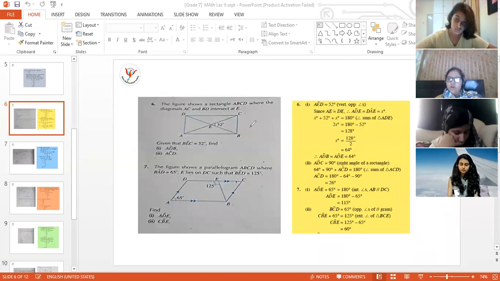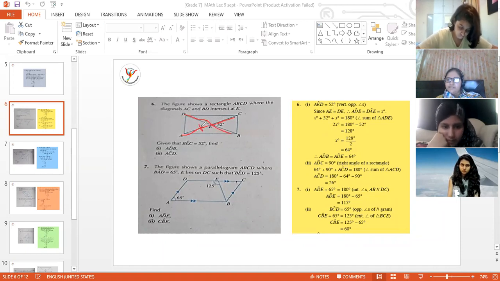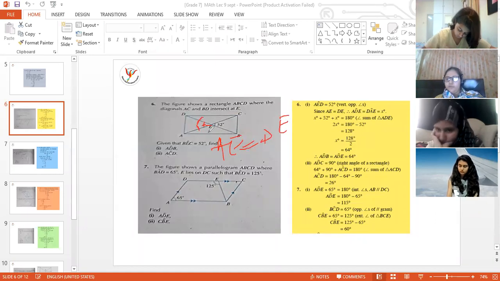And in a rectangle, the diagonals are equal and they bisect each other. Whatever the length of AE and EC is, it is the same, and DE and EB are the same. It means that AE is equal to DE. Is this clear? DE is equal to AE. This side and this side are equal. The angle at E is already known, which is 52 degrees, the vertical opposite angle, right? This side is 52 degrees. This side and this side are the same because DE is equal to AE.